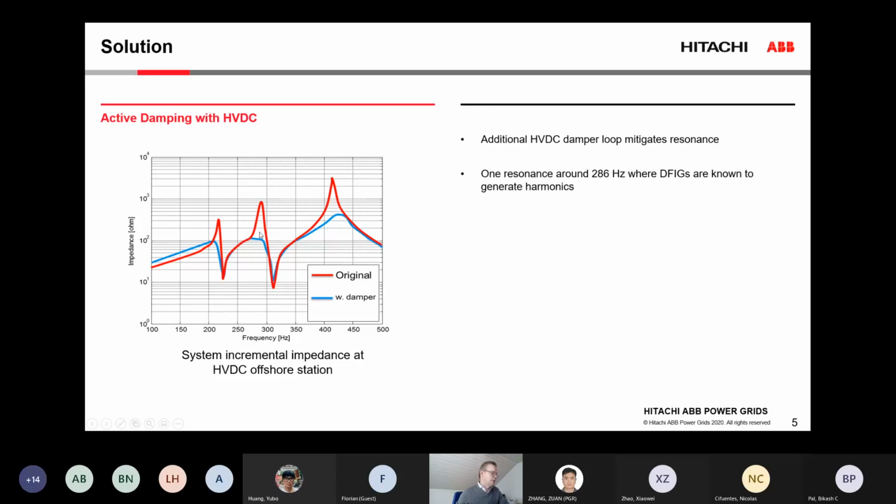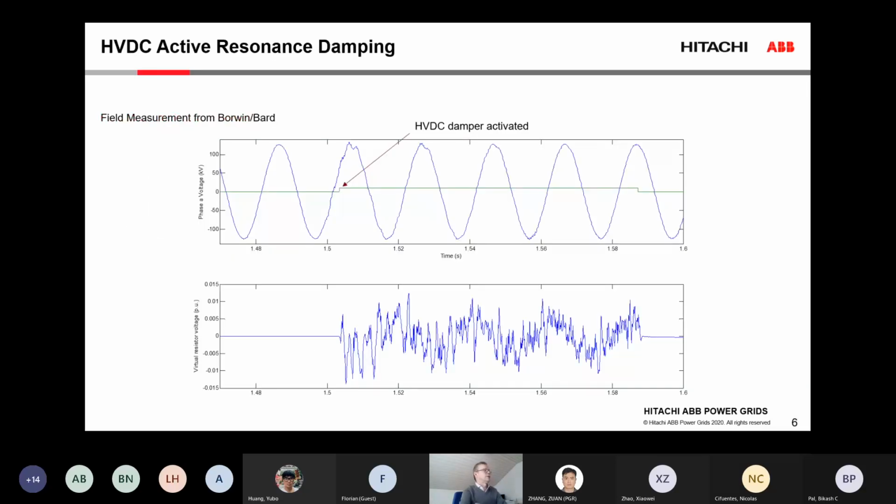To get to this conclusion, we needed to drill down using modal analysis, calculating resonance modes, looking at controllability from different points, and so on. You can see on this plot an actual field measurement from the BARD system, from Borwin and BARD. So the HVDC is called Borwin and the wind farm is called BARD. And here is a phase voltage measured at the HVDC. It should normally look like this, with a little bit of switching harmonics on it, but in principle pretty smooth.